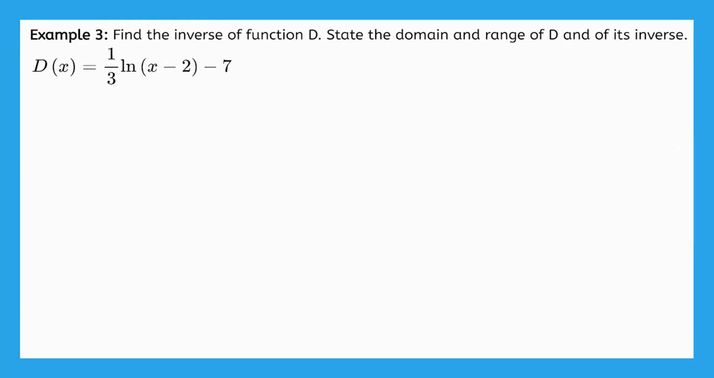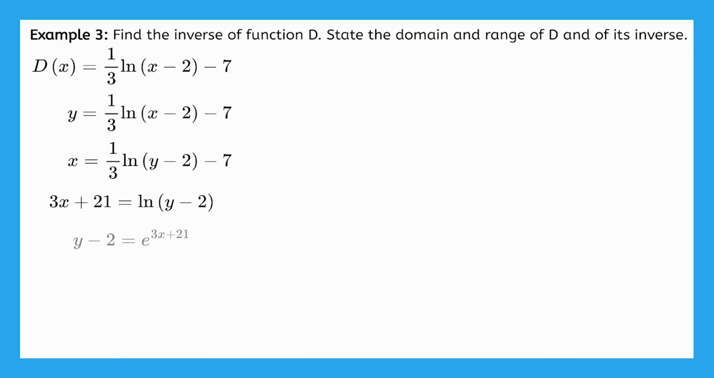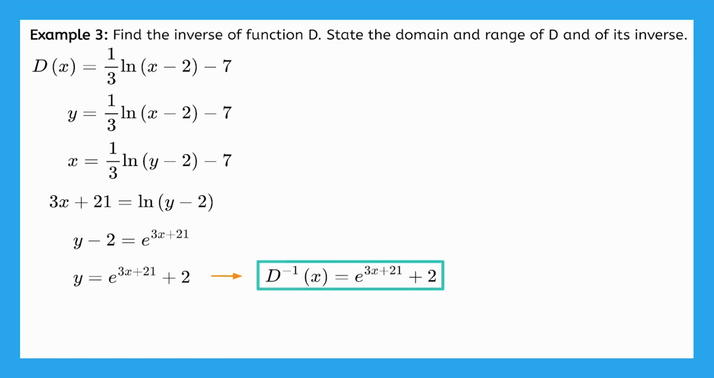Now let's find the inverse of a logarithmic function. d of x equals 1/3 ln of x minus 2, minus 7. Pause the video and try this problem out yourself. We replace d of x with y, swap x and y, and then isolate y. The equation of our inverse becomes d inverse of x equals e to the 3x plus 21, plus 2.